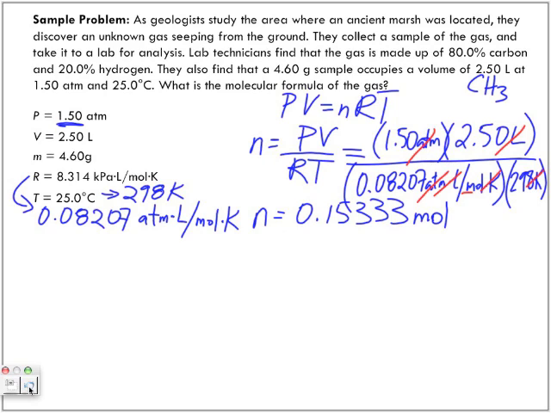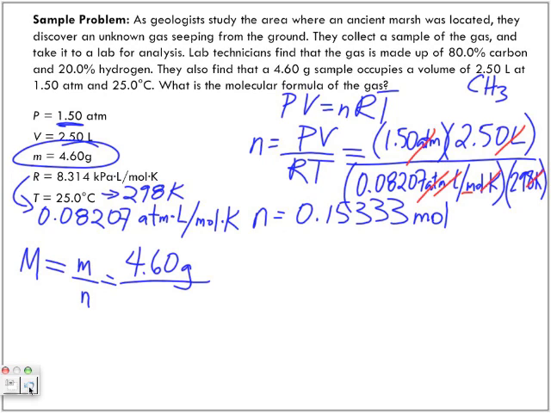This is the number of moles that we have for this actual sample. We know the empirical formula is CH3. We have the mass, so we're going to find the actual molar mass. Molar mass is equal to the mass divided by the number of moles. So the mass, 4.60 grams, divided by our number of moles that we just calculated. The molar mass that we found is 30.0 grams per mole.